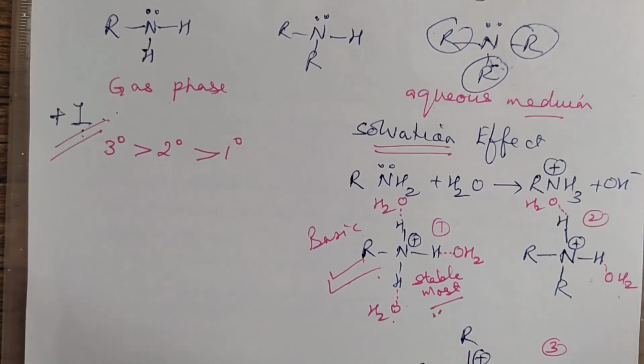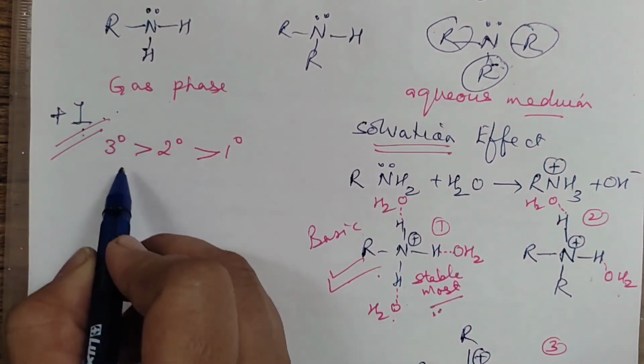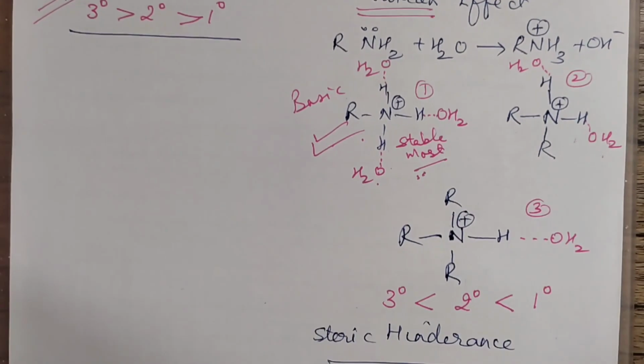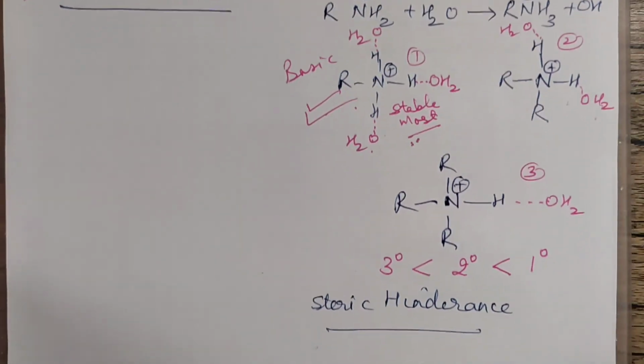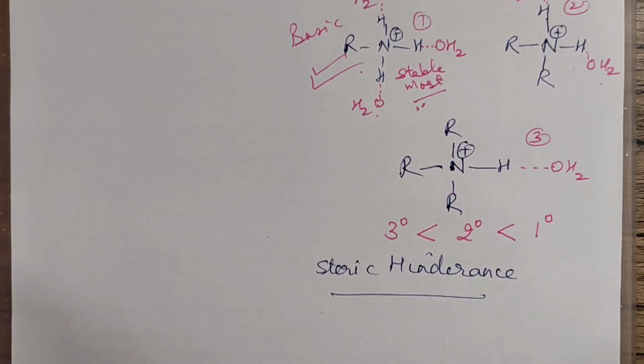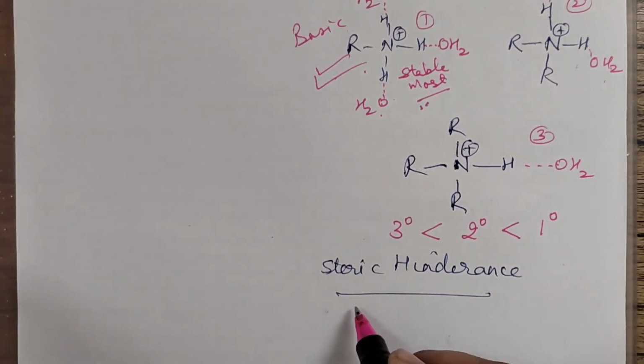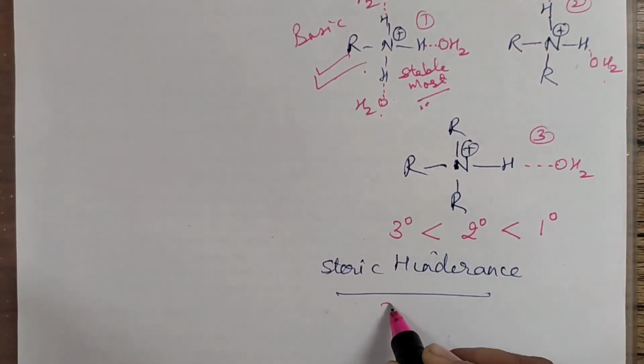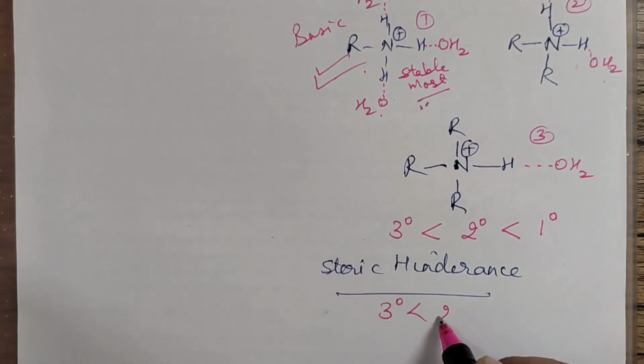So if we are applying the inductive effect, this is the order for the basic nature. If you are applying solvation effect, this is the order for the basic nature. But if you are talking about the steric hindrance, then also you have the same order. 3 degree will be least, 2 degree will be next, and 1 degree will be most. Right? So for gas phase, undoubtedly that is the order.